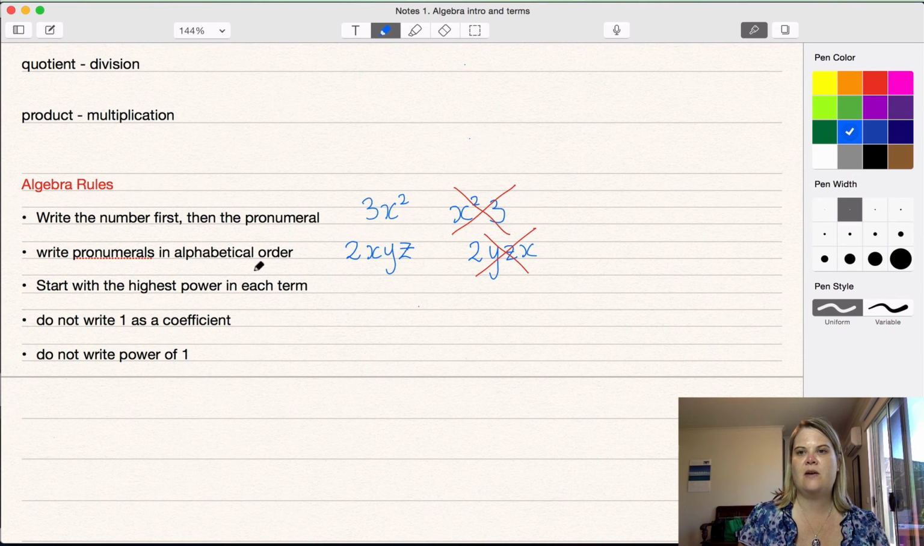Start with the highest power in each term. This is a more advanced one, but if you're looking at getting absolute top marks, this is something you need to be looking at doing. 2x squared y would be how you'd write it, rather than 2yx squared. And that goes with what we said earlier, that the pronumerals need to go in alphabetical order as well.